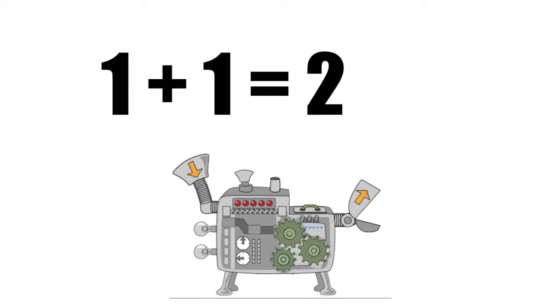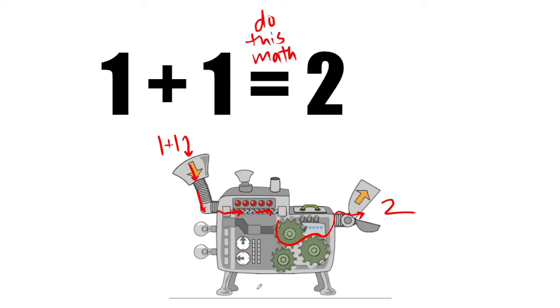A lot of people think of the equal sign like a machine. They imagine that the 1 plus 1 goes in the machine and it comes out with an answer. They just think of it always as moving from left to right, across this way. They think of the equal sign as meaning like, do this math. And that's okay. Sometimes we do think of the equal sign that way.